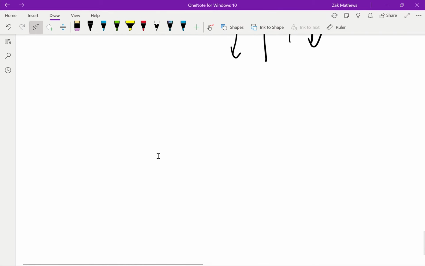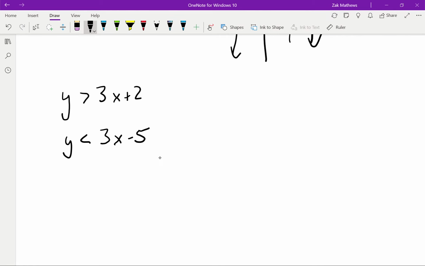Let's do one last example. Let's say we have y is greater than 3x plus 2, and y is less than 3x minus 5. Now right away something obvious should be jumping off the paper at us, which is to say these are parallel lines, but they're not the same line because they have different y-intercepts. The first one has a y-intercept at 2. It's going to be a dotted line. It's going to look like that.